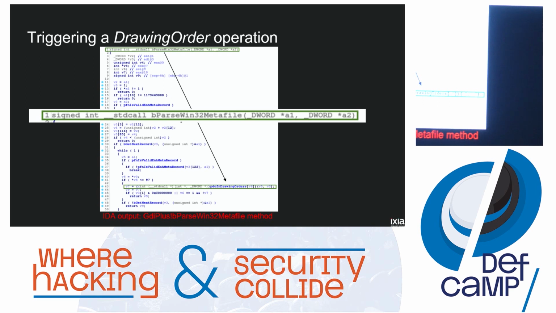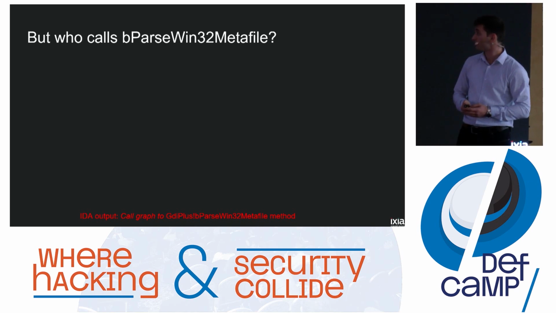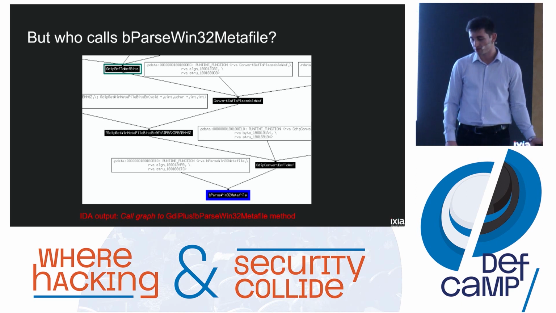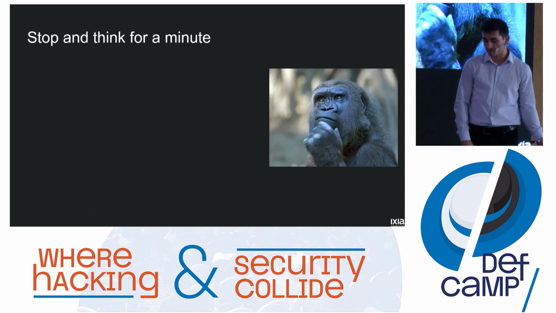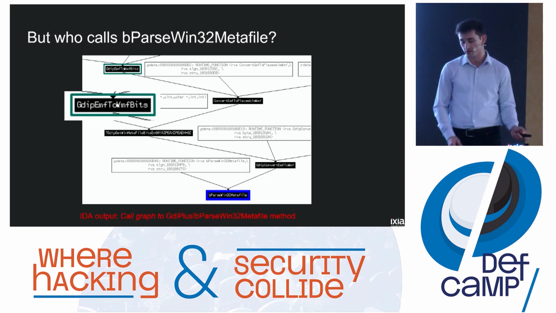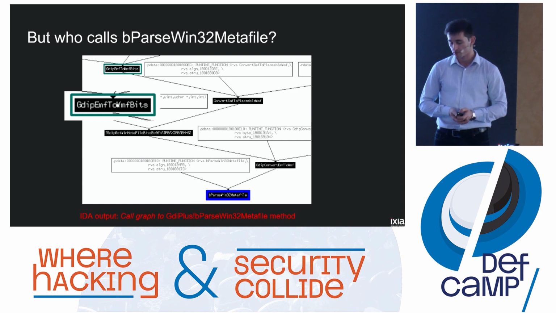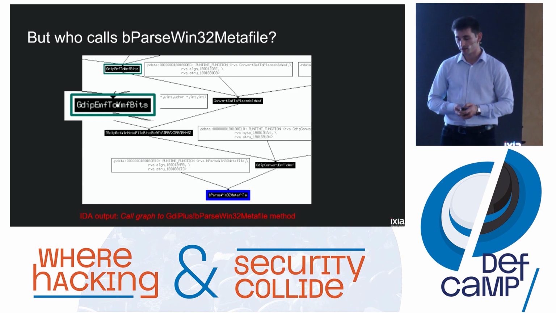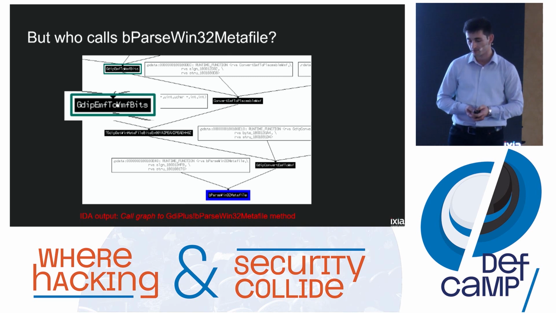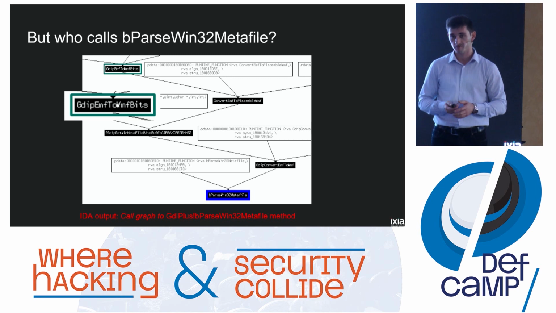So now what we have to do is to find a way to call this method. Again, we make use of the cross-references functionality in IDA. So at the base is bparse win32 meta file, and it seems that this method, EMF to VMF bits, will eventually call that method. And after I have taken a look at this method, it turns out that it is an external one. So we kind of have our target.